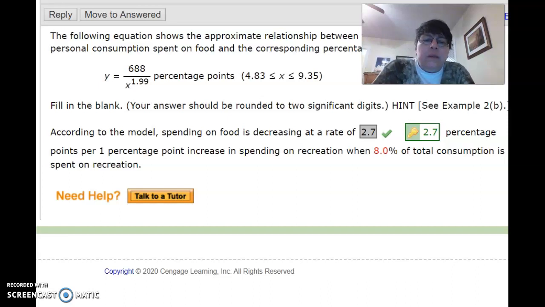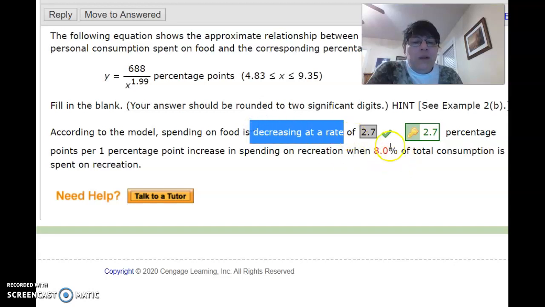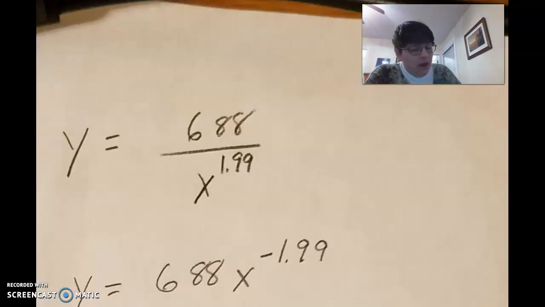Hello, Calculus students. I've been asked about section 11.1, number 12. The problem is y equals 688 divided by x to the 1.99, and we want to know about spending decreasing at a rate. Why in the world is the answer 2.7? Alright, let me pull up a picture. Okay, so I wrote down the problem on a piece of paper and took a picture of it.